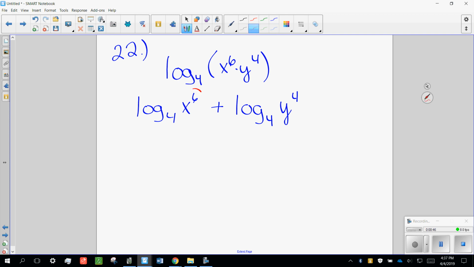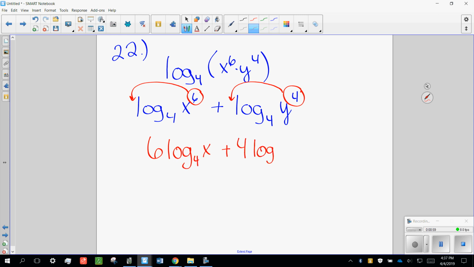Now here we have the power property, which means if we have a power in those logs, we can bring it out in front of that very log. So we got 6 times the log base 4 of x plus 4 times log base 4 of y. And that's our final answer.